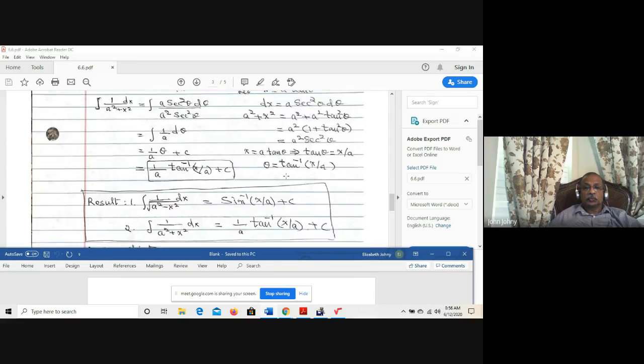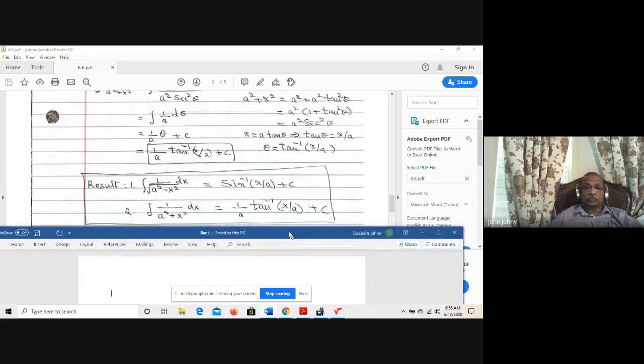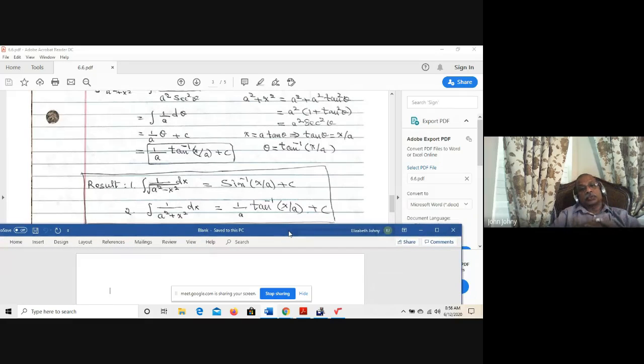So these are the two very important results that you are going to use throughout this course and also in calculus 3. So integral 1 over square root of a square minus x square dx is sine inverse x over a plus c. Integral 1 over a square plus x square dx is 1 over a tan inverse x over a plus c. See, notice in the case of sine inverse, there is no 1 over a. In the case of tan inverse x over a, there is a 1 over a.